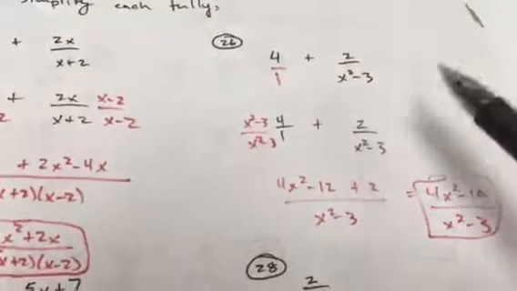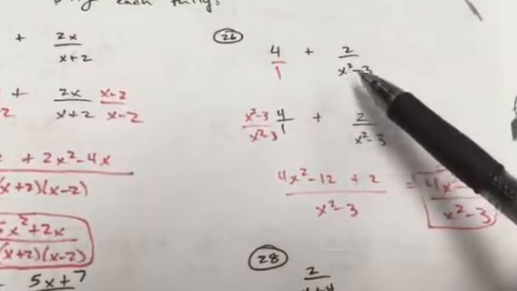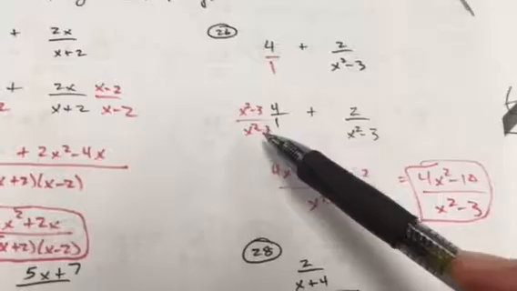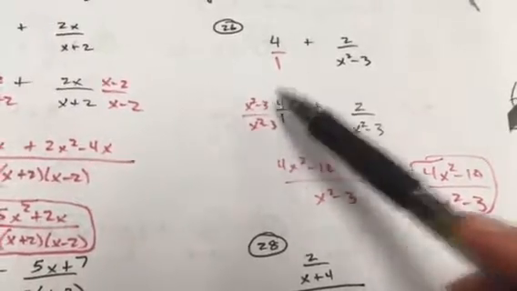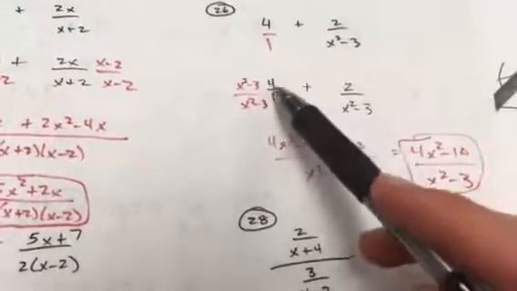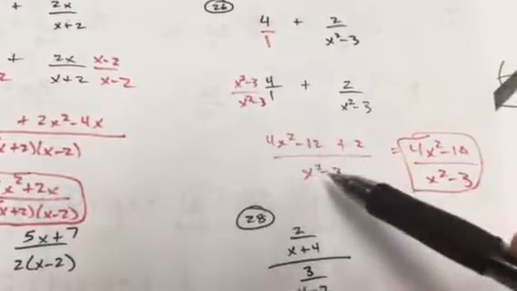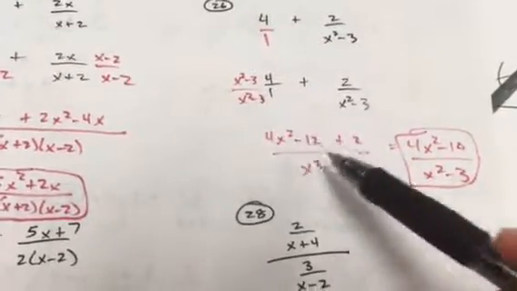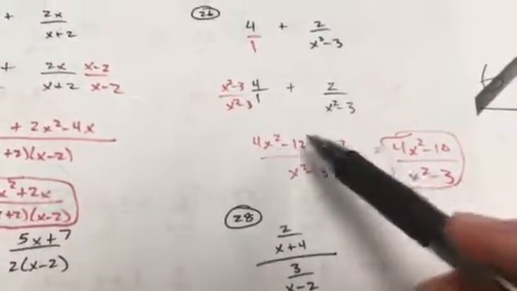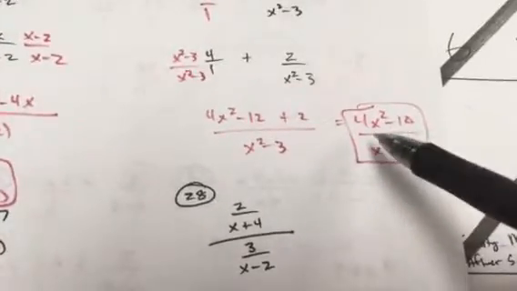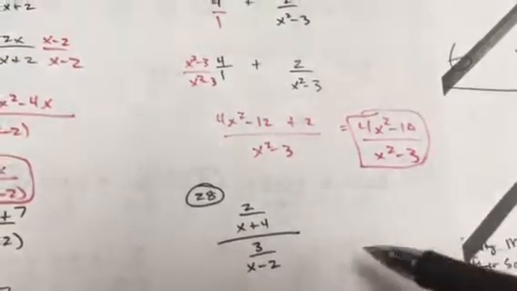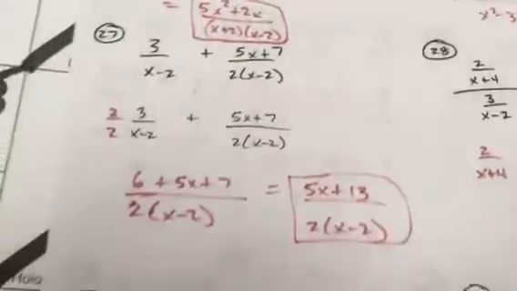16, call 4 over 1. This guy has x squared minus 3 in the denominator, so give this an x squared minus 3, which means the top gets x squared minus 3. 4 times x squared is 4x squared minus 4 times 3, 12. Add the 2 to the negative 12. Those are like terms. You get 4x squared minus 10 over x squared minus 3.